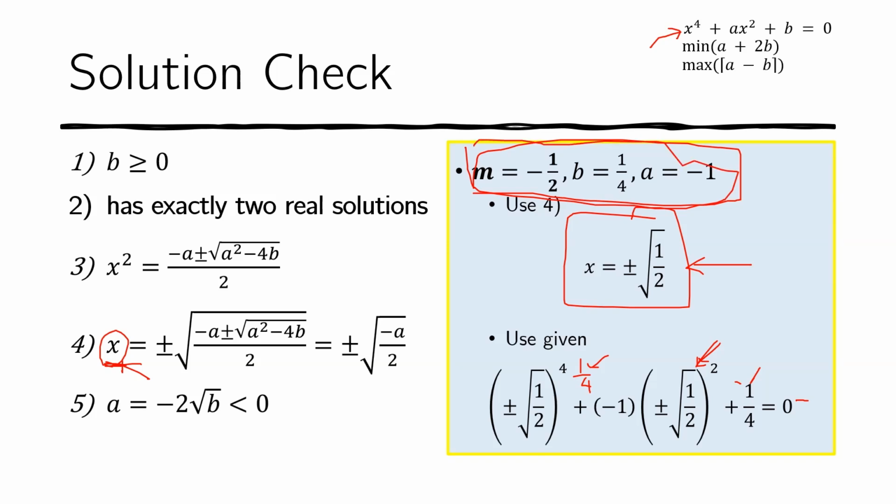And so we can say that the minimum of a plus 2b, that is our lowercase m, is in fact -1/2. So that's our answer.